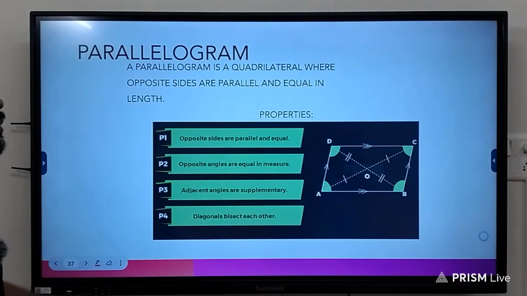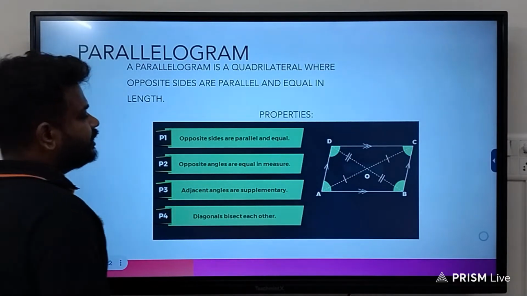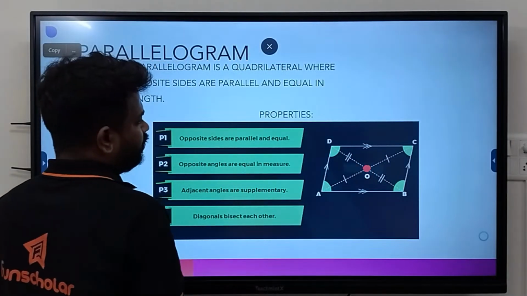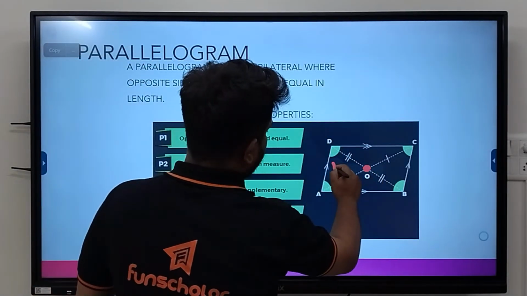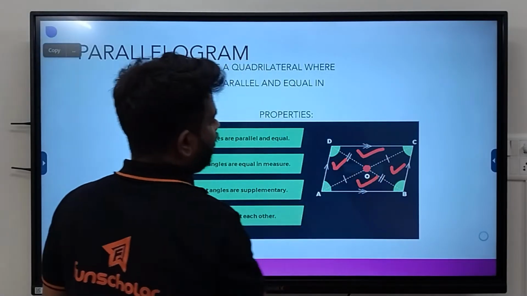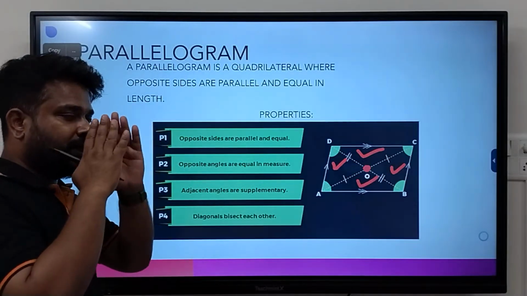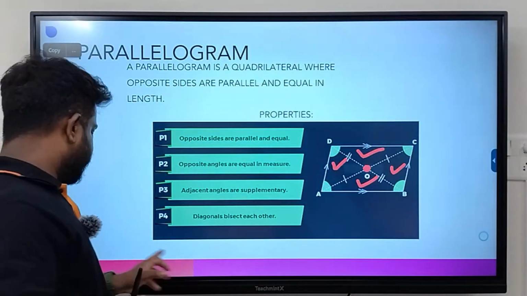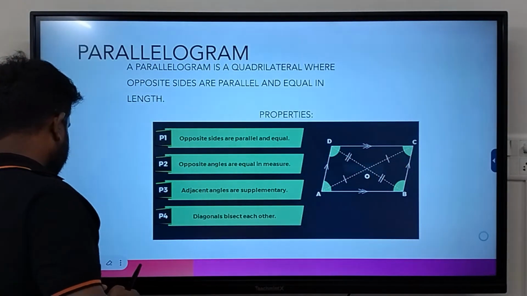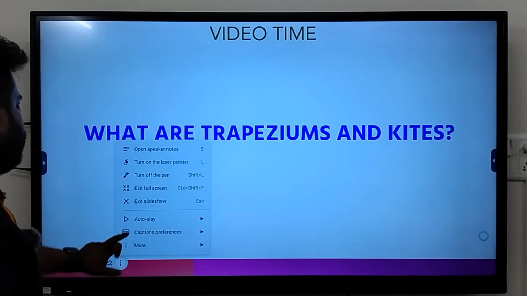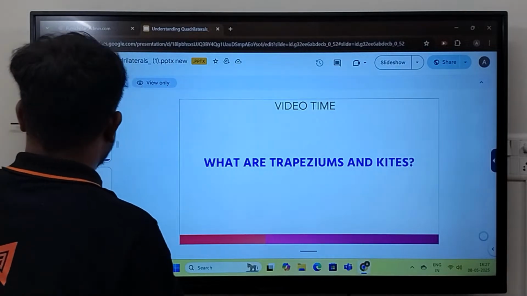Now number 4, diagonals bisect each other. So diagonals bisect each other, so they make 4 equal parts. Bisecting means dividing into equal parts. Okay, right? So next, let's watch the video because this video is quite important.